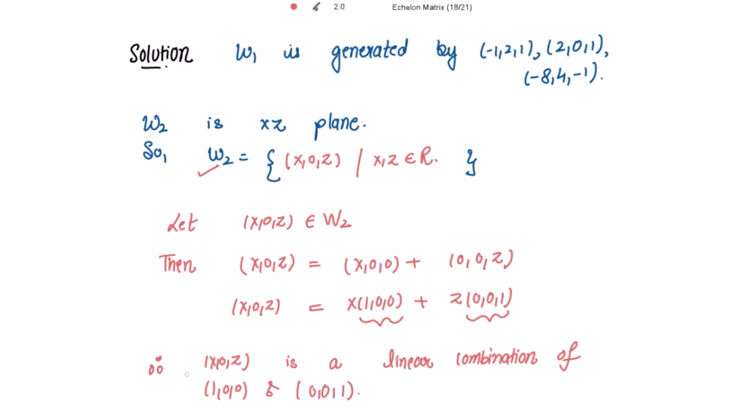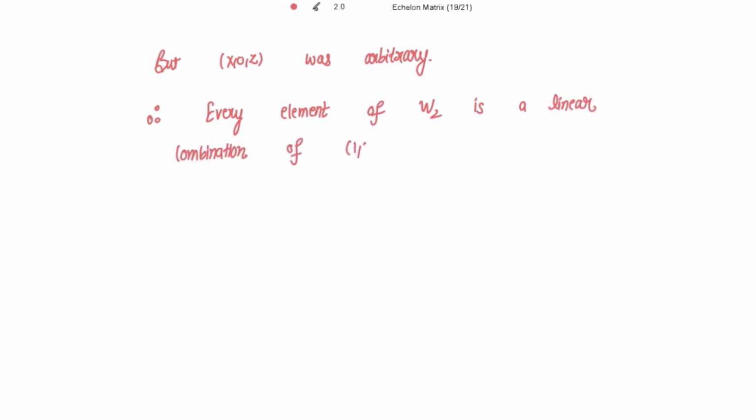Right? Okay. But x, 0, z was arbitrary. We can take any element from W2 and that element can be represented as a linear combination of these two vectors. So therefore every element of W2 is a linear combination of 1, 0, 0 and 0, 0, 1. And when every element of W2 is a linear combination of 1, 0, 0 and 0, 0, 1, this means that these two vectors are generated by the W2 subspace. So let's write this. But x, 0, z was arbitrary. Therefore, every element of W2 is a linear combination of 1, 0, 0 and 0, 0, 1.